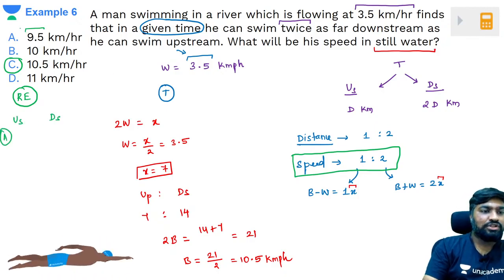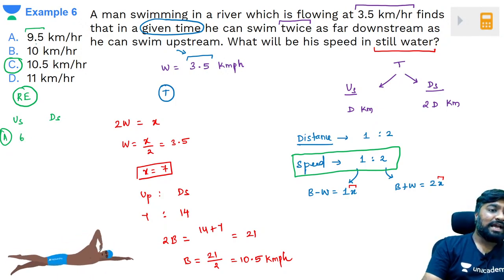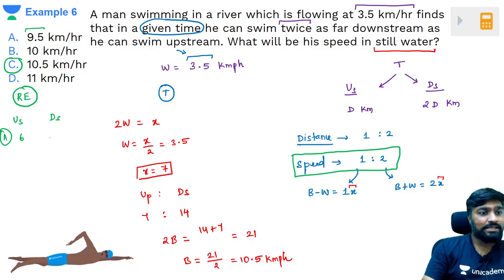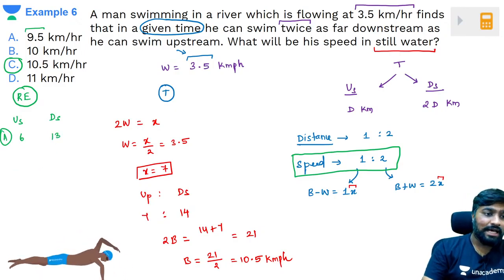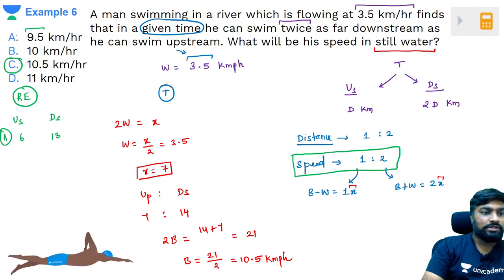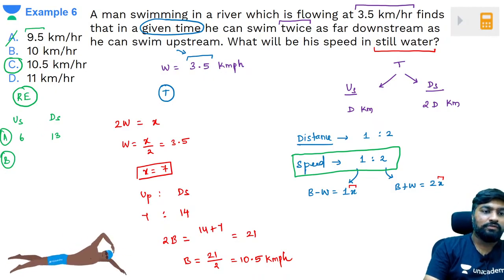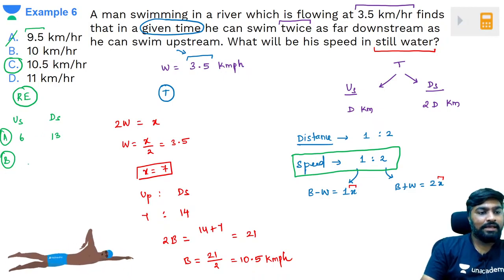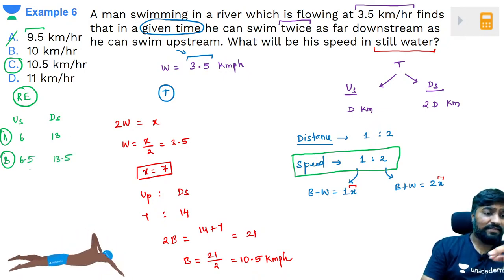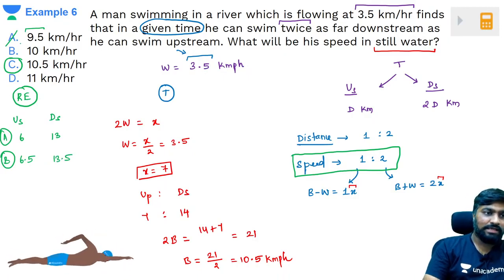What will happen? Upstream is going to be 9.5 minus 3.5, that's 6. Downstream is going to be 9.5 plus 3.5, which is not 12, it is 13. Does this satisfy 1:2? Nah, it doesn't. So option A is ruled out. Now you can try with option B if you want to, but at this stage, looking at this, you would know that option B also wouldn't work out, right? Because at B, what happens? Upstream is going to be 10 minus 3.5, that's 6.5, and 10 plus 3.5, 13.5. 6.5's double is 13, not 13.5, so option B is also out.